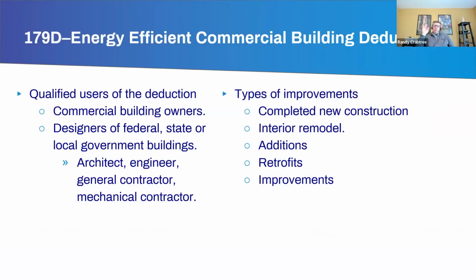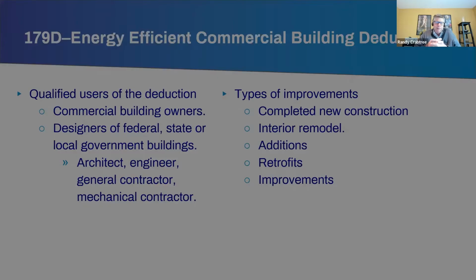All right, so who do you want to think about when you're thinking about 179D? There are actually two users of this deduction, not a credit, but a deduction. Your users are going to be commercial building owners, for the most part. Lessees can as well, but commercial building owners or designers of government buildings, because that designer can take advantage of this deduction by having it allocated to them from the government entity. So a designer would be an engineer, architect, general contractor, or mechanical contractor. Those are the ones you want to think of.